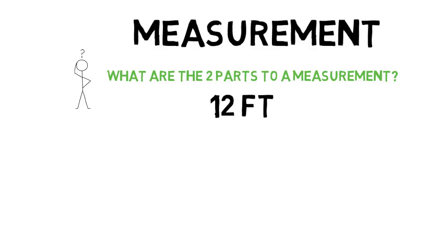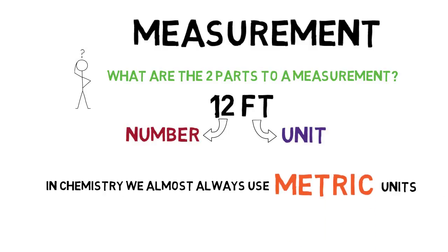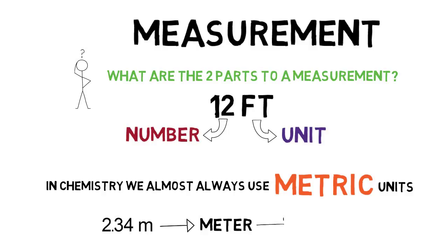So let's say we have a measurement like 12 feet. There's a 12, which is the number, and there's feet, which is the unit. It's really important that we have both parts. The number 12 doesn't mean anything unless we know that we're talking about feet. In chemistry, we almost always use metric units, so we typically wouldn't use feet. We would say something was 2.34 meters long, because a meter is the basic metric unit for length.